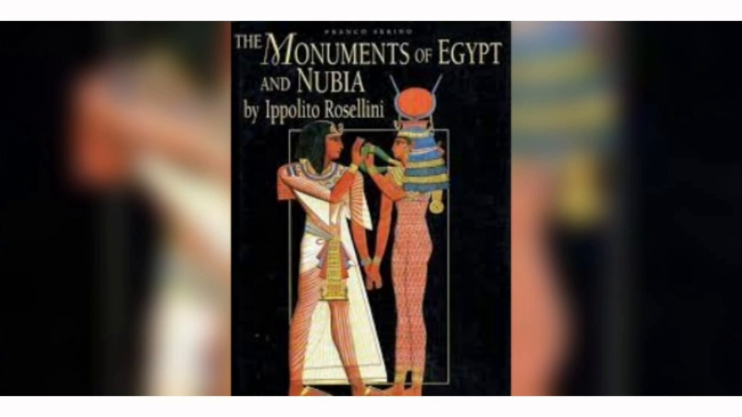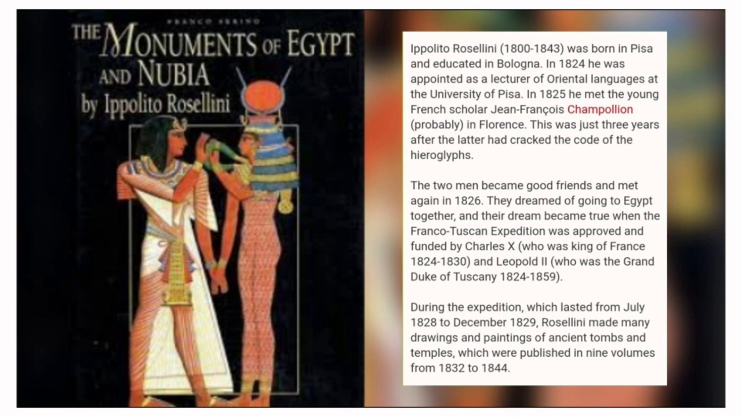That picture or image is from the book by Ippolito Rossellini, The Monuments of Egypt and Nubia. Ippolito Rossellini was born in 1800 and he died in 1843. Was born in Pisa and educated in Bologna. In 1824, he was appointed as a lecturer of Oriental languages at the University of Pisa.